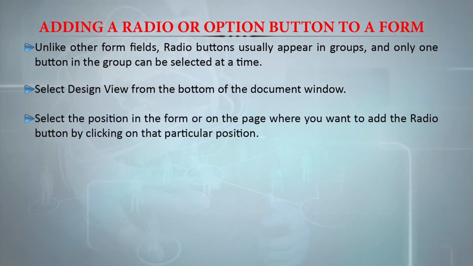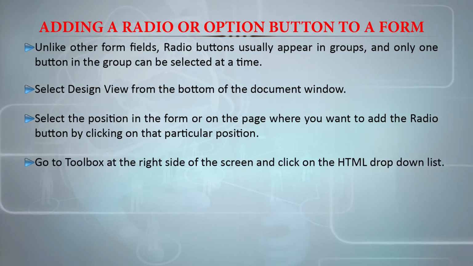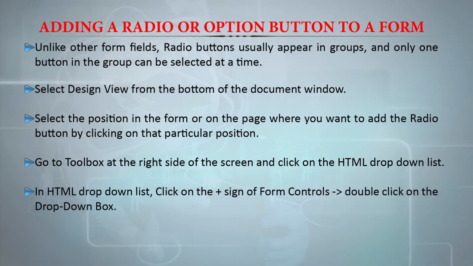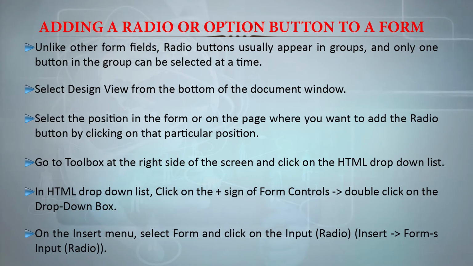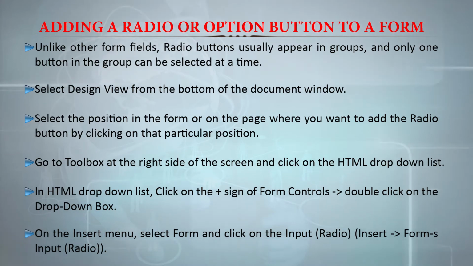Then select the design view from the bottom of the document window. Select the position in the form or on the page where you want to add the radio button by clicking on that particular position. Then go to the toolbox at the right side of the screen and click on the HTML drop down list. In the HTML drop down list, click on the plus sign of form controls. On the Insert menu, select Form and click on Input, that is the radio button. So you select Insert, then Form, then Input, which is nothing but the radio button.